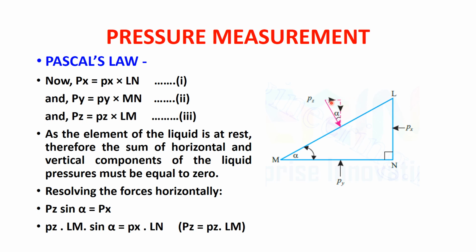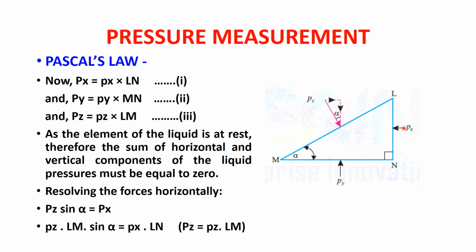When we resolve it in the horizontal direction, it will go to the right hand side, and in the vertical direction it will go downward. So when we resolve the force horizontally, we get Pz sine theta, that is sine alpha, equal to Px. We are going to find it in the horizontal way like this: for example, there are only two horizontal forces here, that is this Pz and this Px.